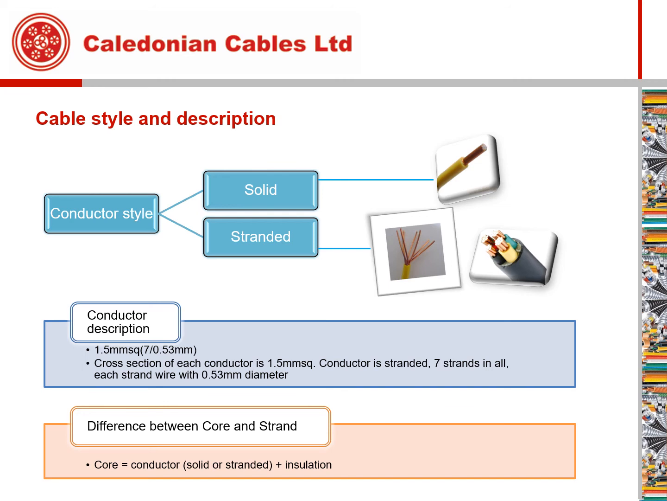For description of conductor size, we always use cross-section. The unit is square millimeter. Here, 1.5 square millimeter means the cross-section of each core conductor is 1.5 square millimeter. It is stranded. There are 7 strands in all. The diameter of each strand is 0.53 millimeter. We need to differ core from strands. Core means conductor in insulation. Strands is conductor style.